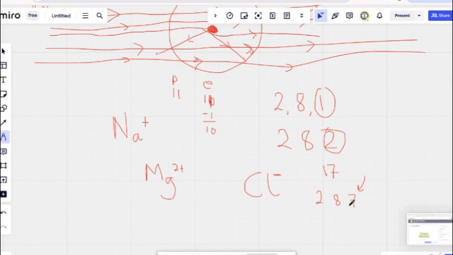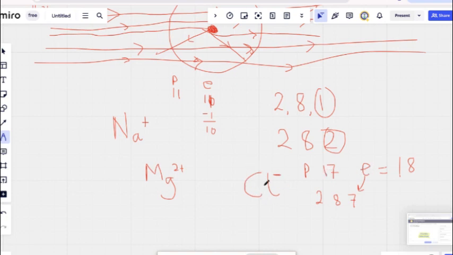When you receive, you become negative because you now have more electrons. Your number of protons is 17. If you receive 1 electron, the electrons will now be 18. So electrons are now more. The negative charges are now more than the positive. That's why it becomes chlorine minus. So atoms that receive electrons become negatively charged because the number of electrons will be more than the number of protons.